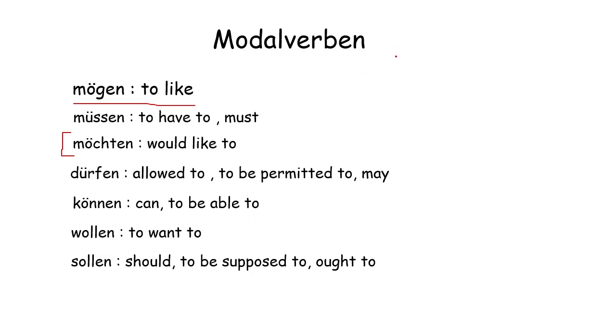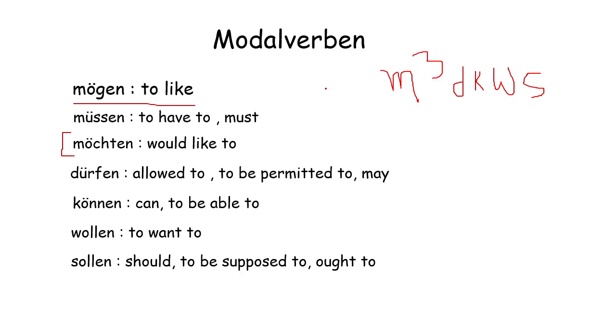So we can see there are 7 modal verbs, and we can learn them by the mnemonic DKWS. Mögen, müssen, möchten, dürfen, können, wollen, sollen.